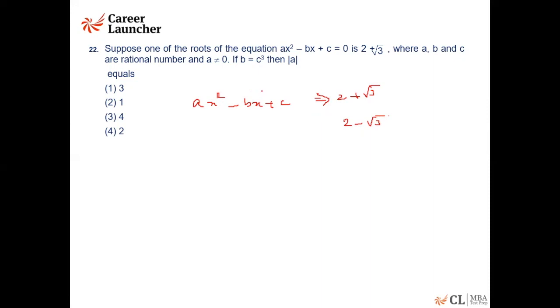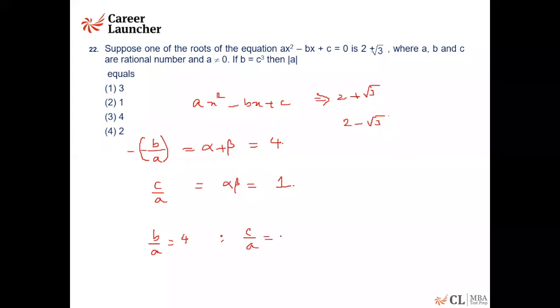So we know that minus b by a, in this case, b by a must be equal to alpha plus beta, which is equal to 4, and c by a, let me write it like this so that you don't get confused, is equal to alpha beta, which is equal to 4 minus 3, that is equal to 1. So we have b by a is equal to 4 and c by a is equal to 1.